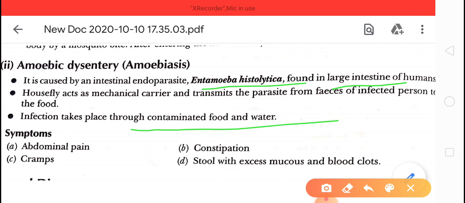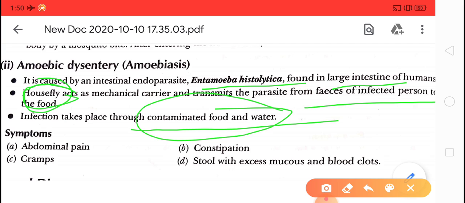Actually, a vector, that is the housefly, sits on the feces of the infected person. From there, the Entamoeba histolytica enters the housefly, and if this housefly reaches food and water, it contaminates this food and water, and those persons who take this contaminated food and water will be infected with amoebiasis. Okay, infected with Entamoeba histolytica.